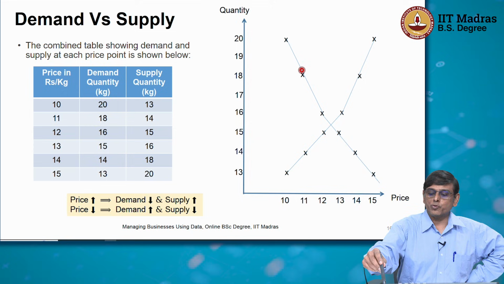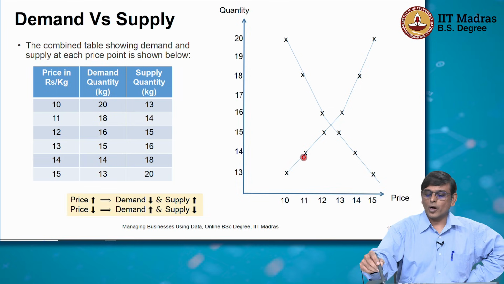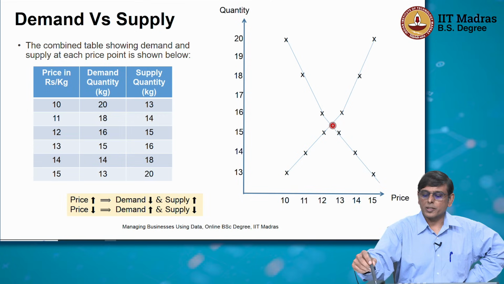You have a lot of people asking for the product, willing to buy it at that price, but the shopkeeper is not willing to sell. He is only willing to sell a small amount here. So what happens is that it will start slowly to move like this.